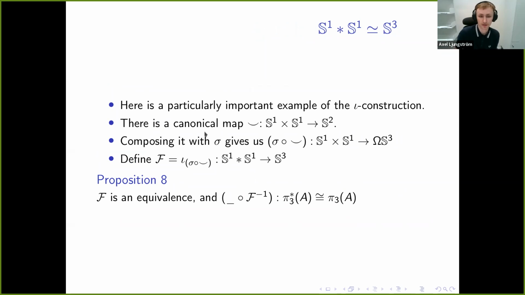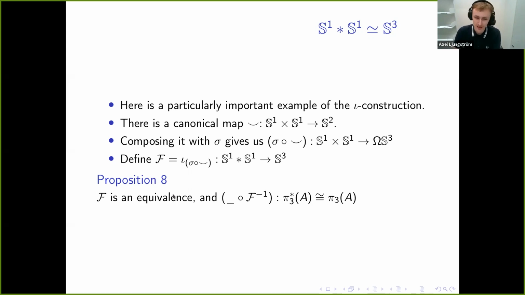Let's, for example, look at the canonical map cup from S1 cross S1 into S2. There's a very natural map here. I'm calling it the cup product because it kind of looks like a cup product. The idea is that you take the one cell and the one cell in S1, and then you map it to the 2 cell. And if you compose this with sigma, you get a map from S1 cross S1 into omega S3. Now, this is precisely the type of map that we can lift to a map out of a join. So if we apply iota to this composition, we get a map from S1 join S1 into S3. I'm going to call it F because it's so important. It gets capital F.